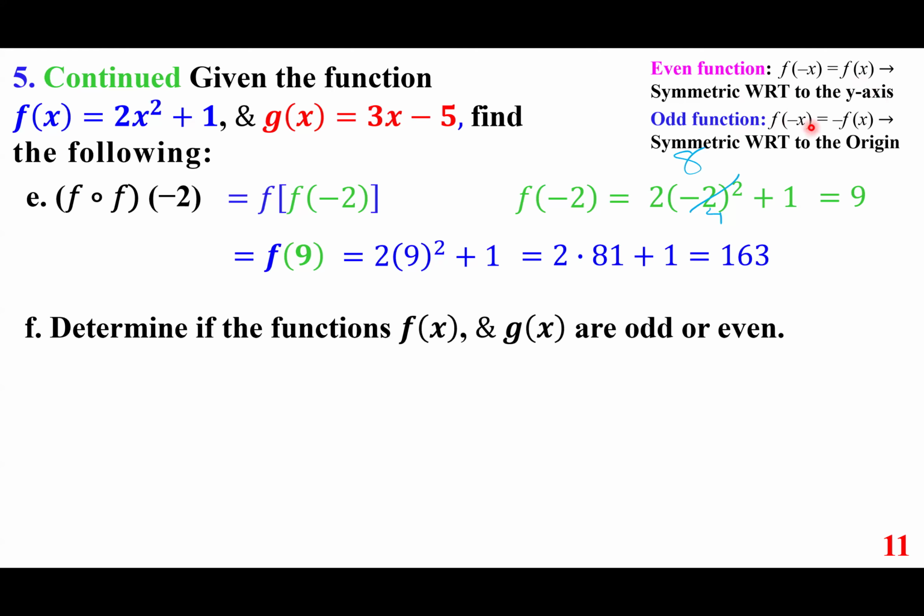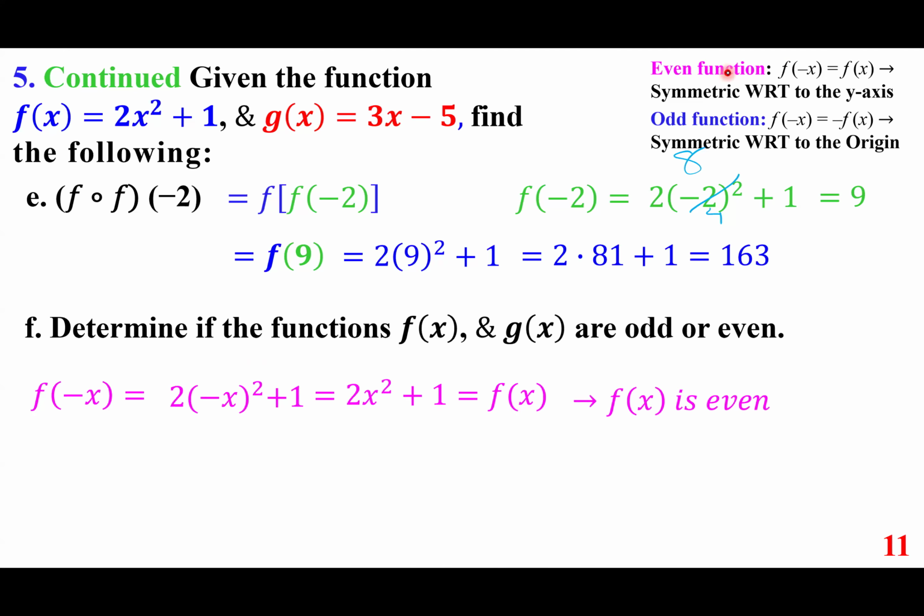Odd function, f of minus x is minus f of x, which is symmetric with respect to the origin. Therefore, just look at f of minus x and observe. And when we do that, 2 times negative x quantity squared plus 1, because it's being raised to the power of 2, this remains as x squared. Therefore, this is identical to f of x, and therefore, by definition, it becomes an even function, everybody.